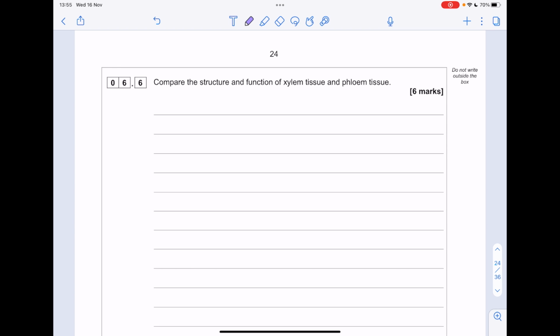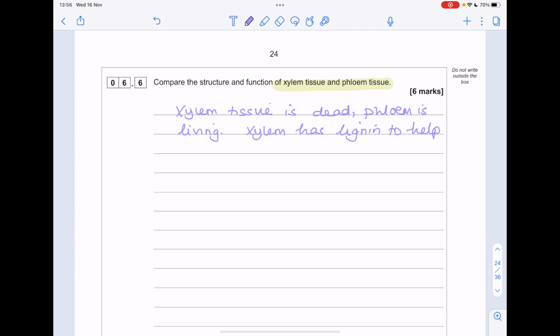Compare the structure and function of xylem tissue and phloem tissue. Xylem tissue is dead, phloem is living. Let's talk more about the structure. Xylem has lignin to help support and hollow tubes to enable the transport of water and mineral ions, so we've touched on the function there.